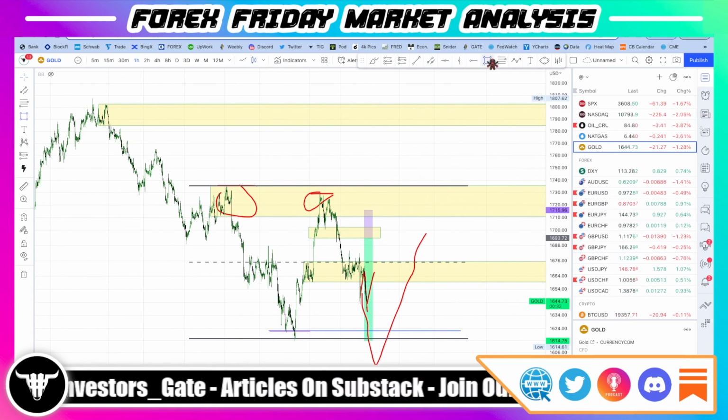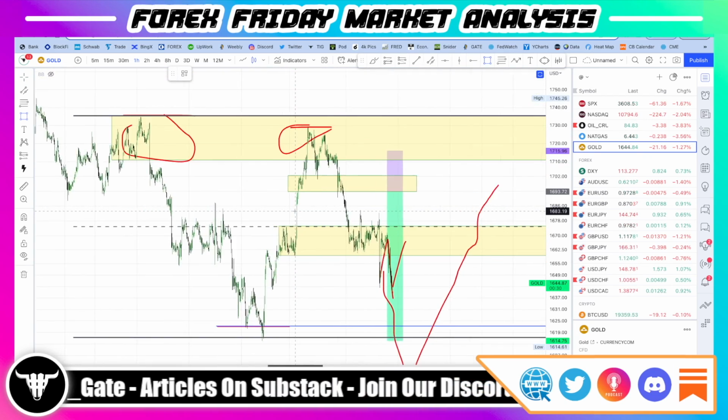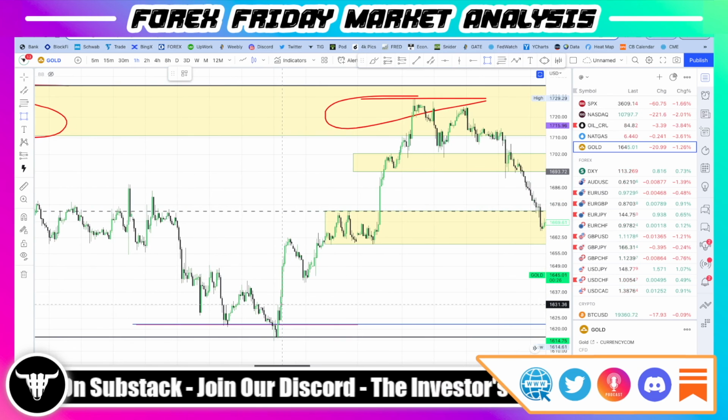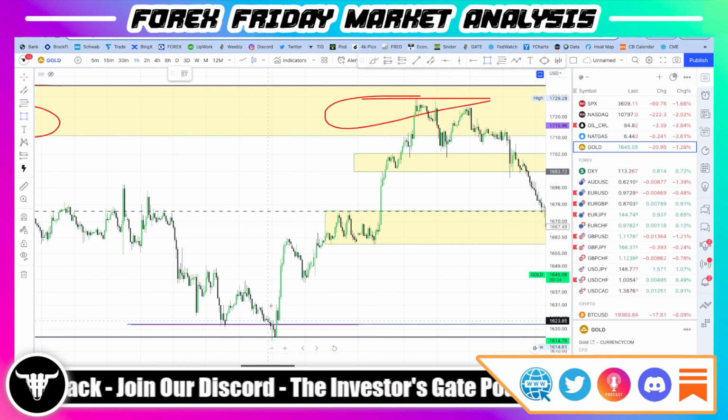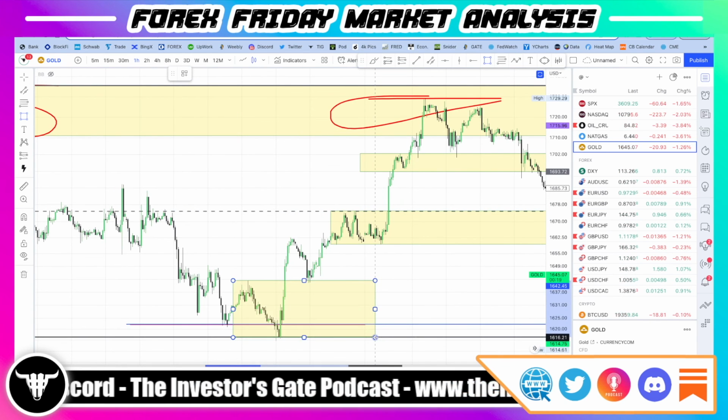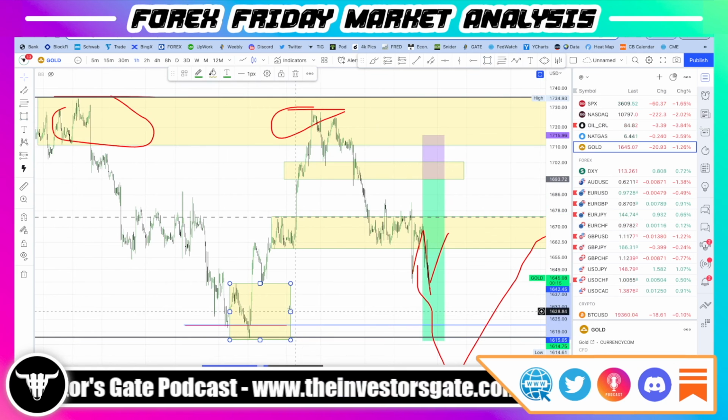But if gold is sniffing out a Fed pivot, which more and more people are saying is on the horizon, you want to be open to this right here being the low. And what that would mean is we've got to look for some sort of area of demand where price would bounce off of.